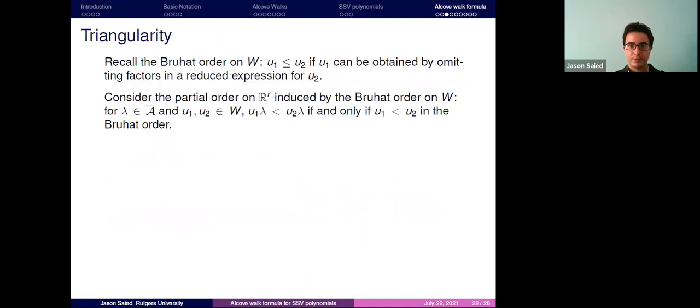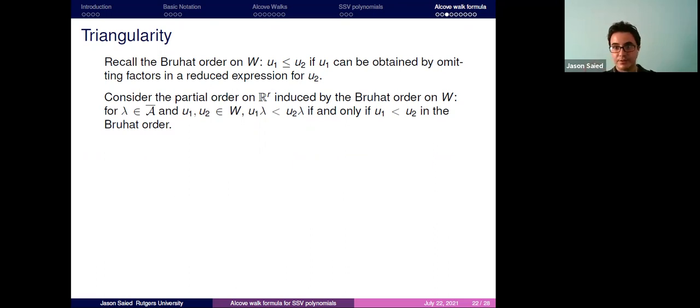So first of all, we can talk about triangularity. As I alluded to before, let's recall the Bruhat order on the affine Weyl group. The most concrete way to write it down, and the way that's relevant for what we're doing right now, is to say, let's take U2, let's fix a reduced expression for U2. Then the elements that are less than U2 is everything you can get by omitting some of the SIs from U2's reduced expression.